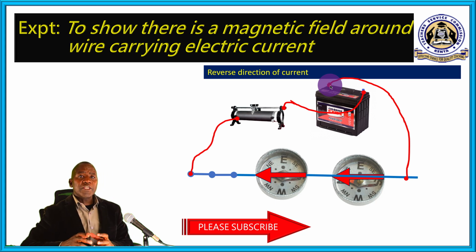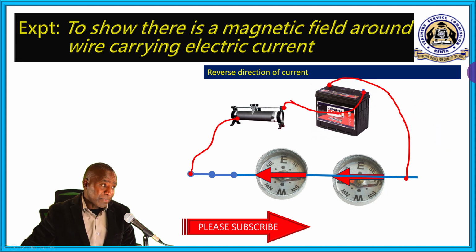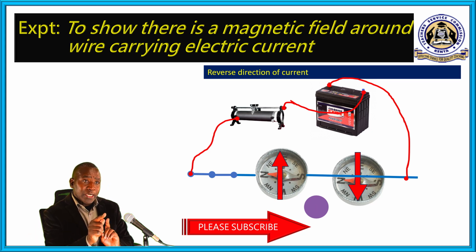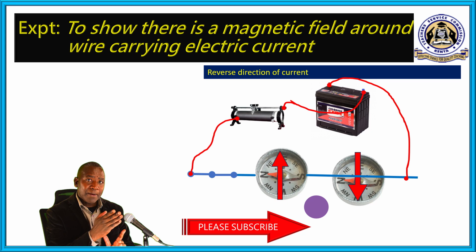So what is the effect of that? What is the effect of reversing the current through the wire? Let's see. Remember, in the previous demonstration, this pointer pointed downwards, while this one pointed upwards. You have seen that when you do that, the pointers are going to point in opposite directions. The one which had pointed downwards now is pointing up. The one which had pointed up now is pointing down.